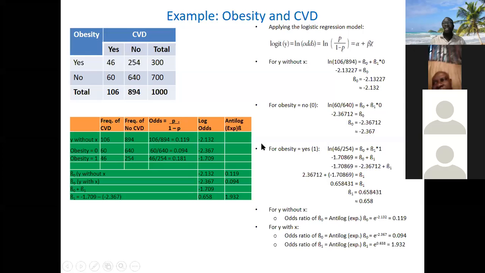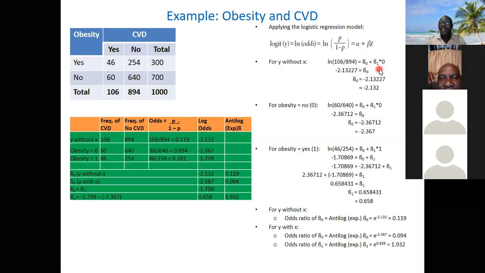Now, if you continue our work, can you see? So now the P over 1 minus P is 106 over 894. The logarithm is equal to this alpha, which is beta 0, the same thing as beta 0, I've said it before. So beta here is beta 1. Because here we are considering y without x, the x here will be 0. There's nothing like x here.